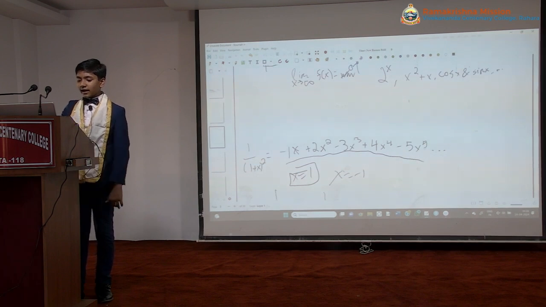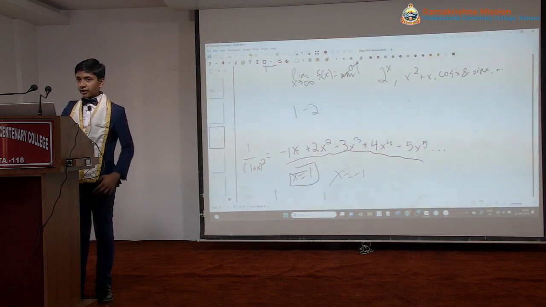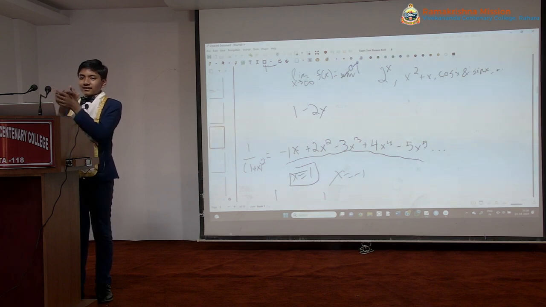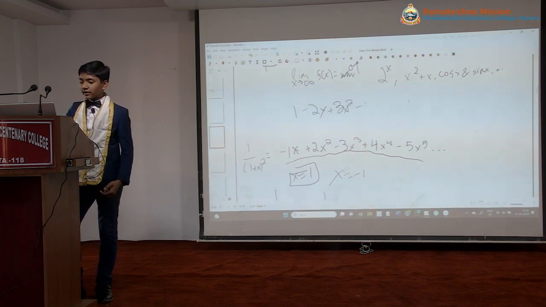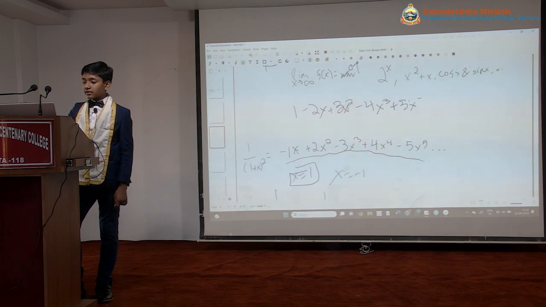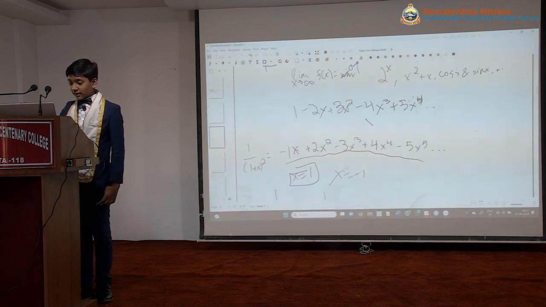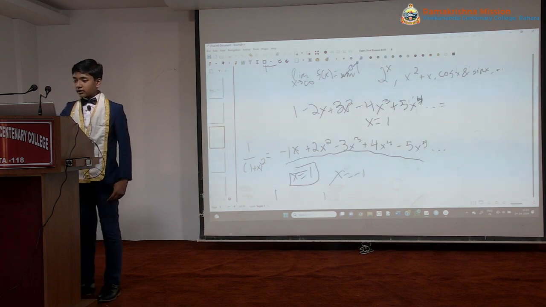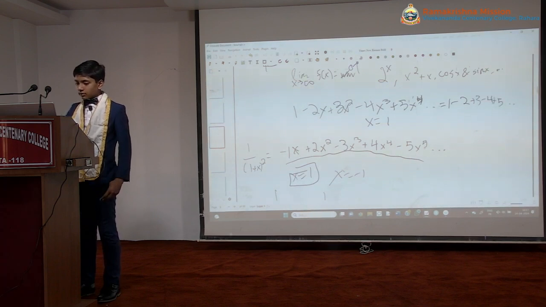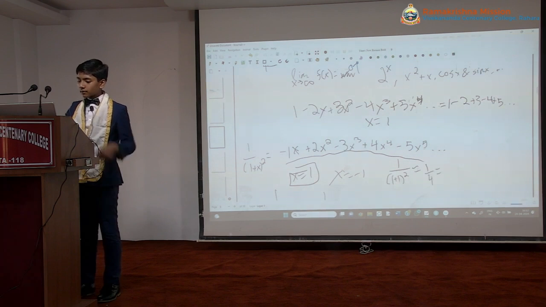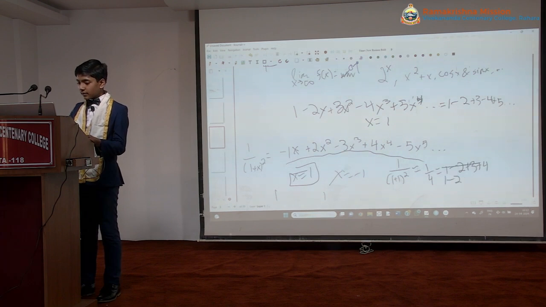Right. So then that gives us 1 minus 2x plus 3x squared minus 4x cubed plus 5x to the 4th, etc. So then you just plug in x equals 1, and you get 1 minus 2 plus 3 minus 4 plus 5, etc. So then if you plug in x equals 1, you get 1 over (1 plus 1) squared, which is 1 over 4. And finally, I know you all are tired, so I'm going to finish this quickly.